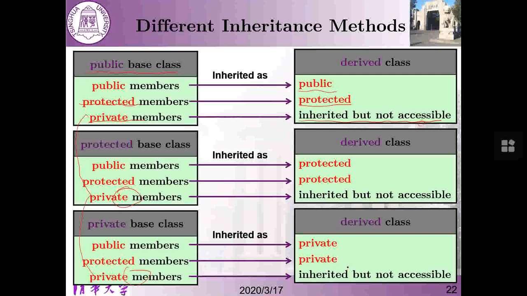We cannot access it. So if you are the class designer and you do not want some of your members to be accessed by your future derived classes, you just define them as private. Then for protected inheritance, all public and protected members become protected. Then for private inheritance, all public and protected members become private. Okay, so this is the rule.